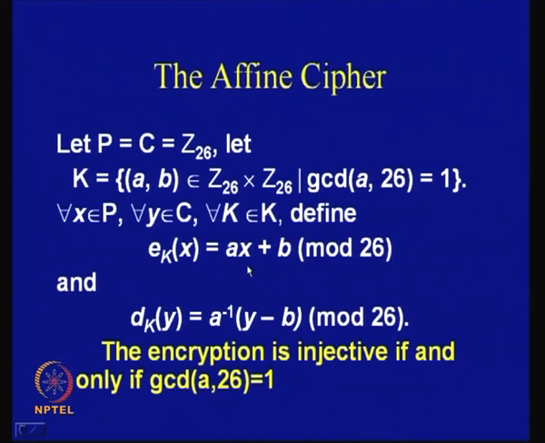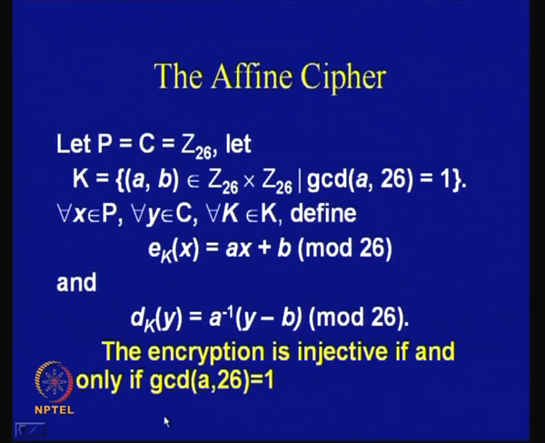The decryption operation is defined like this, okay. For this decryption operation to exist, rather for this function to be injective, you need a particular fact: A has to have a multiplicative inverse modulo 26. In the last day's class we saw that if the multiplicative inverse of A modulo 26 has to exist, then A should be co-prime to 26, okay. That means the GCD of A and 26 should be equal to 1. Only then the multiplicative inverse of A exists, okay.